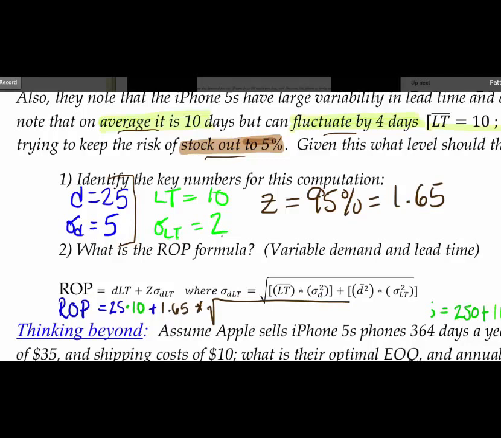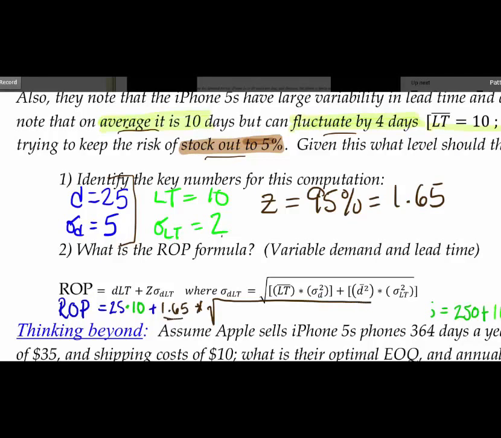So if everything went perfectly and we never had a delay in deliveries and our demand was never variable, then if we just ordered when our supply dropped down to 250, we would be fine. But because we know we have variable lead time and we have variable demand, we have to add this little bit of extra, which of course we know is our safety stock. So we're setting our risk of stock out to 95%. So we have a 1.65 Z value. I've put that in there right there.